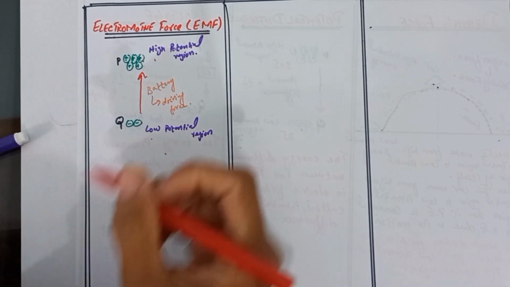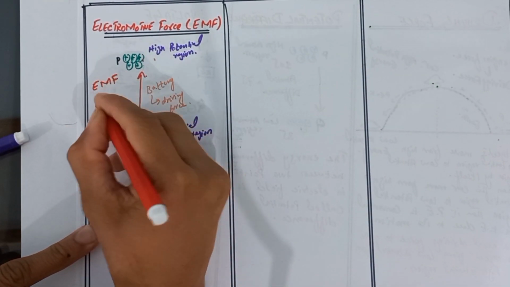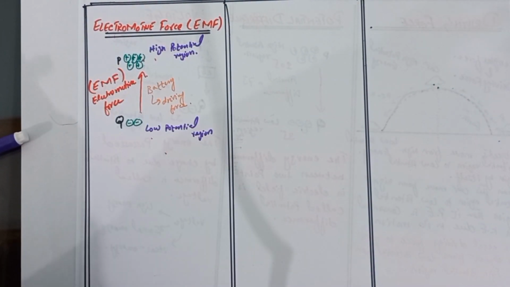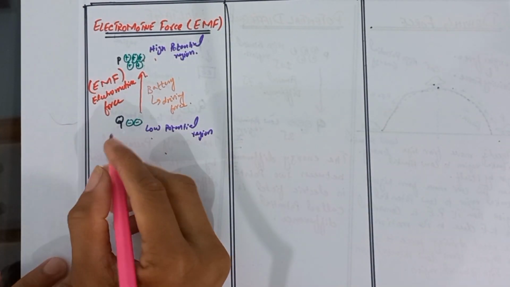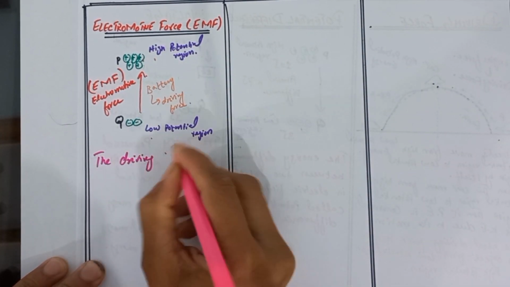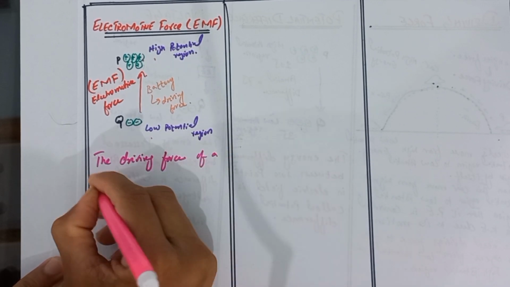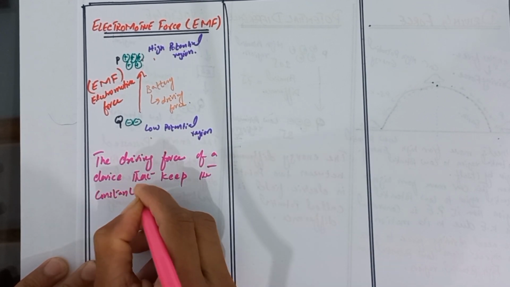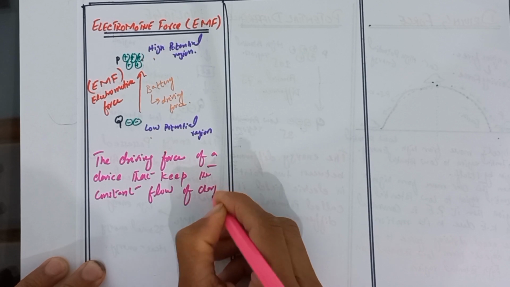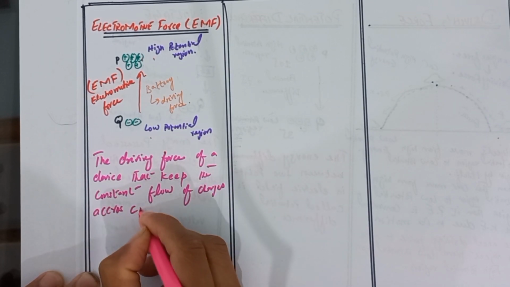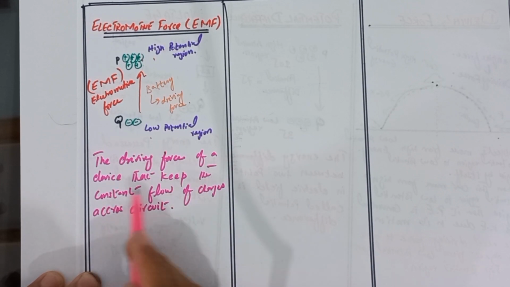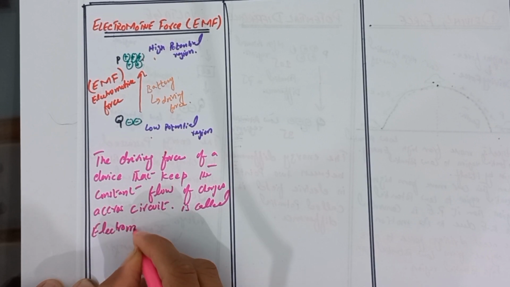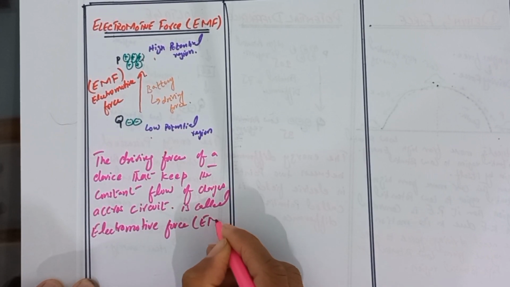This battery is called electromotive force, denoted by EMF. Thus, we can define electromotive force as the driving force of a device that keeps the constant flow of charges across the circuit. Let me repeat it. The driving force of a device that keeps the constant flow of charges across the circuit is called electromotive force, or simply EMF.